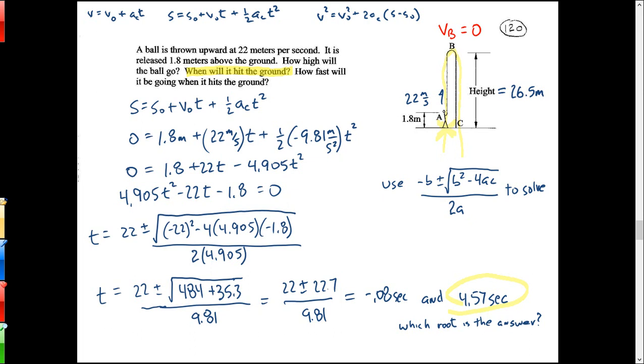Why don't you do one of these for Wednesday, because they're kind of fun. If you have the packet, it's problem 111. If you don't have the packet, I can hand you this. So why don't you do that for Wednesday? We'll cover it tomorrow.